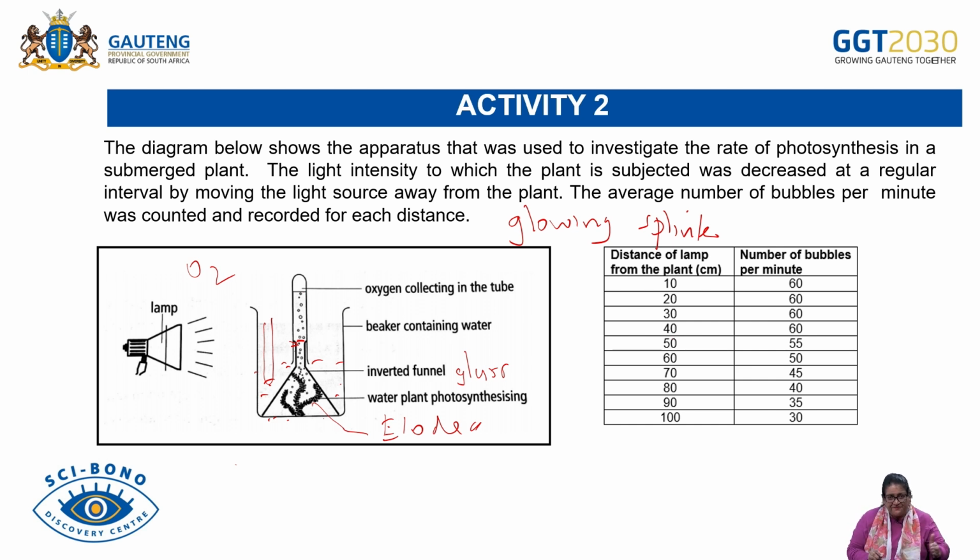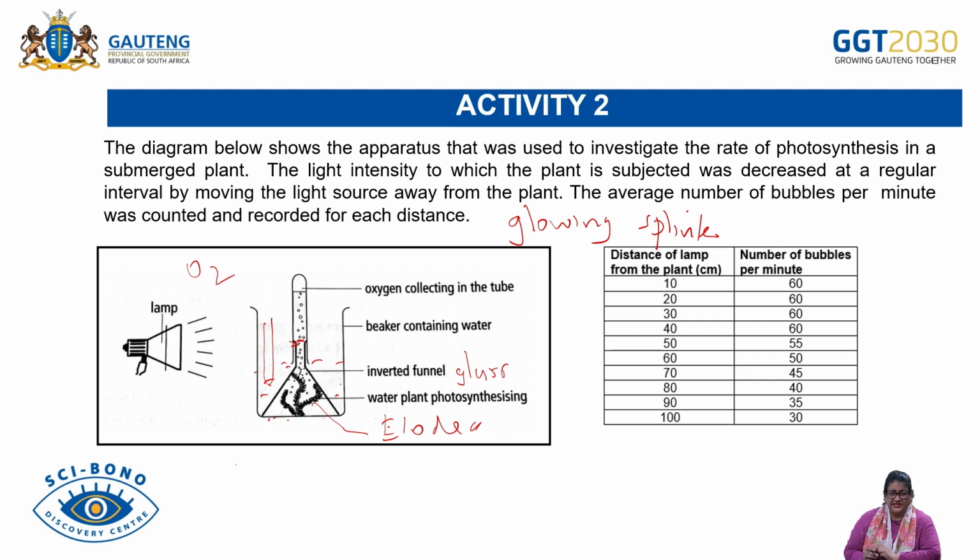But the minute you took it further away, 40 centimeters away from the apparatus, 50, it was still 60, right? But when you moved 50 centimeters away, the number of bubbles dropped. 60 centimeters away, you can see it was 50 bubbles. When you moved further, 70, 45, 80, 40. When you moved almost 3 rulers away from the apparatus, you only got 35 bubbles. But when you moved at 100 centimeters, you only got 30 bubbles.